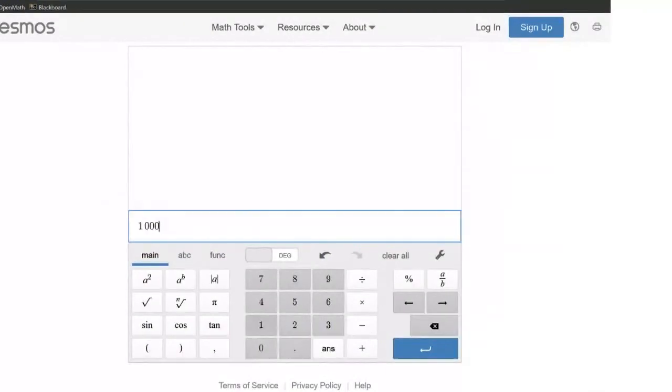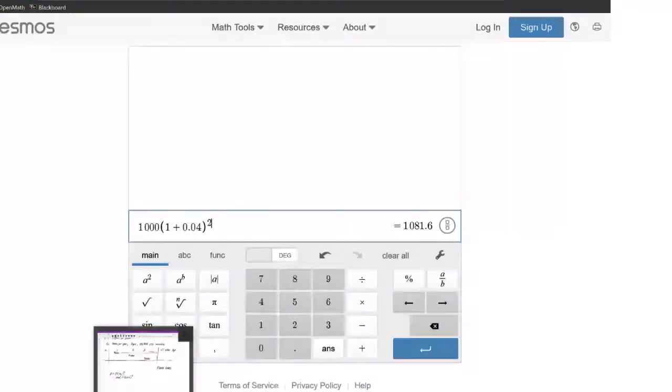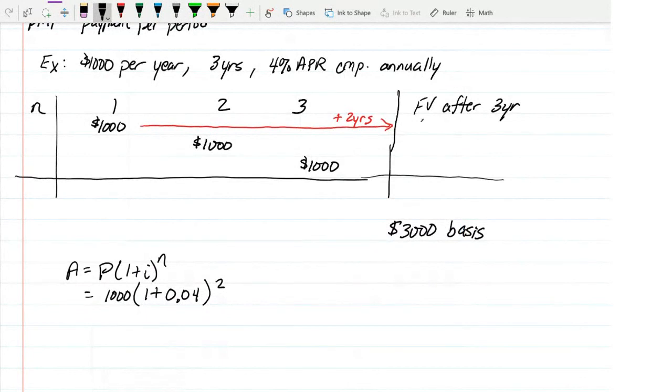1,000 times 1 plus 0.04. Forgot my parentheses. Raised to the second power. And there we go. And we're lucky that the decimals didn't get so long that we had to round this off. That is $1,081.60. Right? We can always keep adding zeros at the end if we need to. $1,081.60. Remind myself that's the basis.